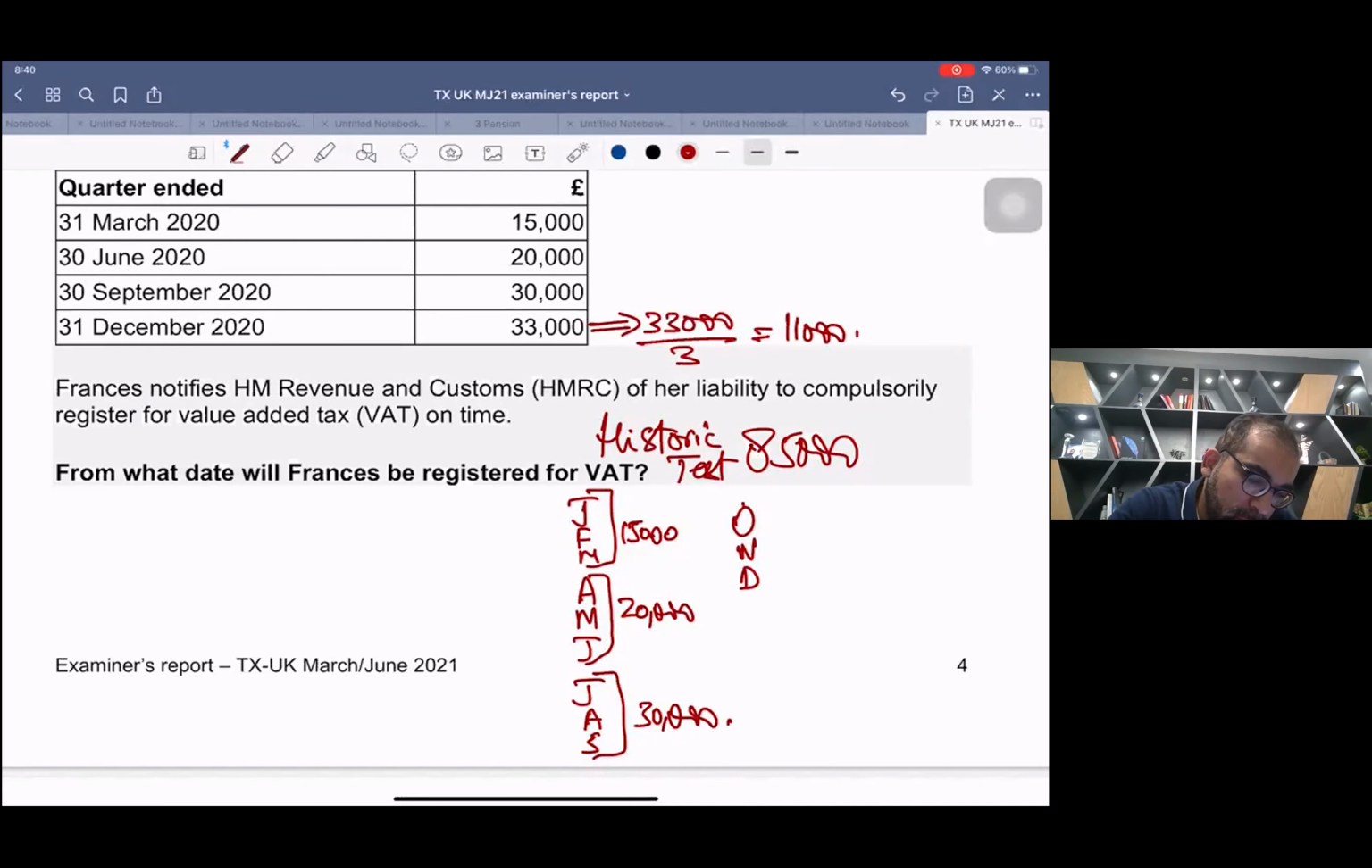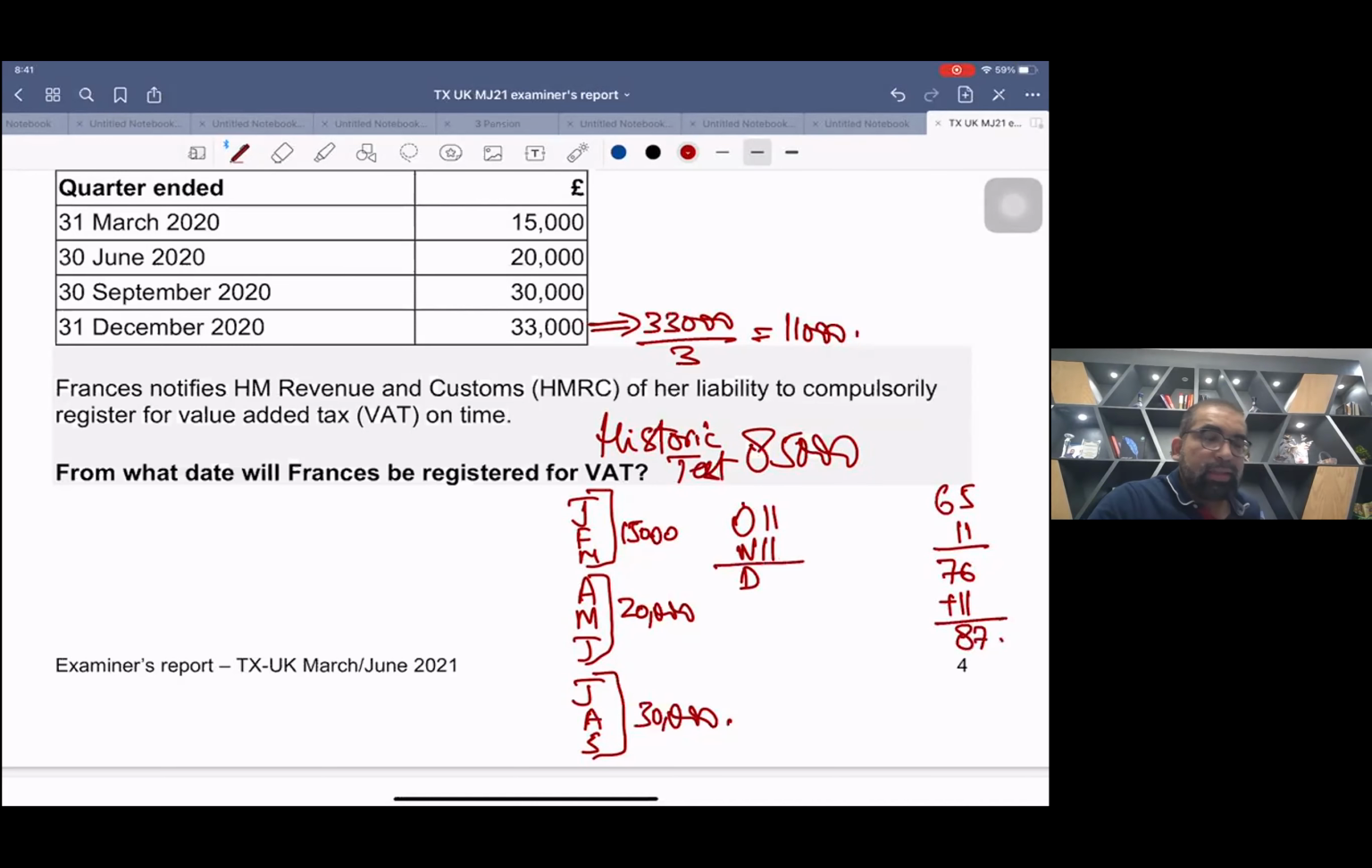Look at here. So now you already done 15, 20 and 30. That is 65, till September you already touched 65. Now for October it's 11. 65 plus 11 is how much? 76. And now still you haven't crossed 85. Now if you add 11 for November, so this will be 87. Yes.